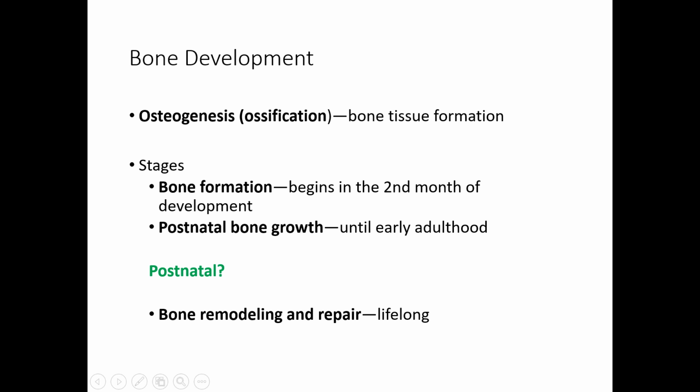So there are 2 stages to osteogenesis, or development of bones in a fetus and a child. First is bone formation. It starts in the 2nd month of development, so from 8 weeks of the development of the fetus. And postnatal bone growth, it's when the baby is already born and the bones are growing until early adulthood, when people stop growing. Postnatal means happening after birth.